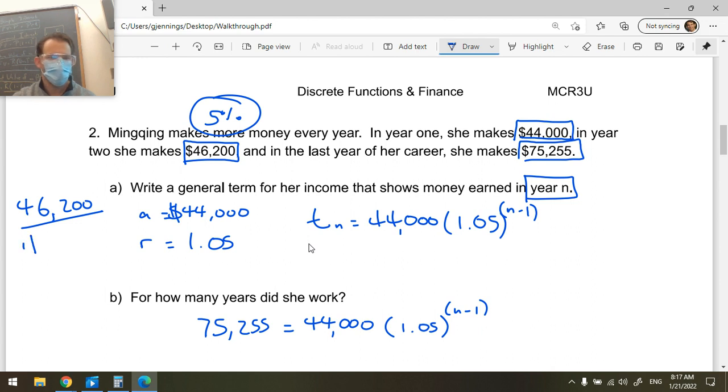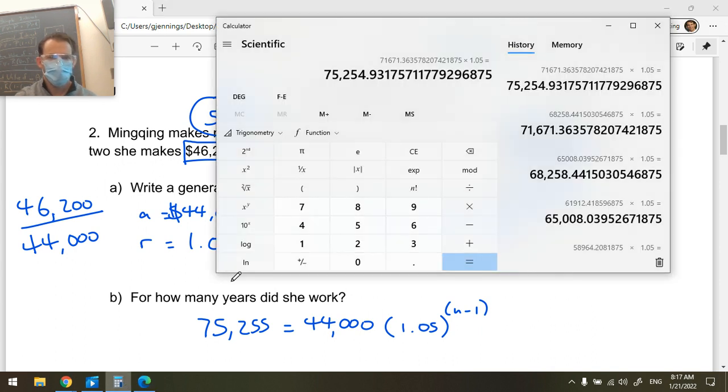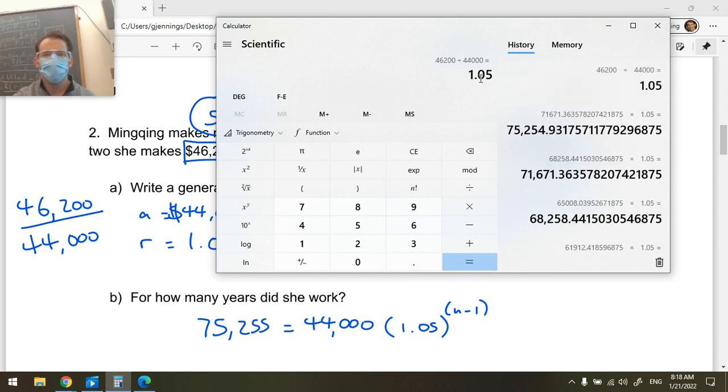If I divide here, okay, if I divide that, it will show me. And for R, you just do like 1 plus the decimal percent? Yeah. 46,200 divided by 44,000 equals 1.05. So that's growing by 5%.